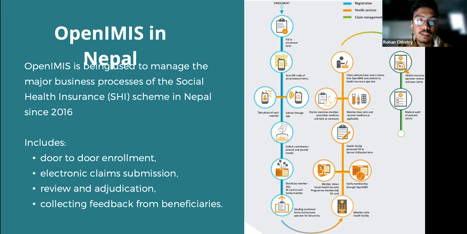openIMIS is being used to manage the major business process of social health insurance, SHI for short, scheme in Nepal since 2016. It includes door-to-door enrollment, electronic claim submission features, review and adjustment features, and collection of feedback from the beneficiaries. A small map has been depicted in the presentation.